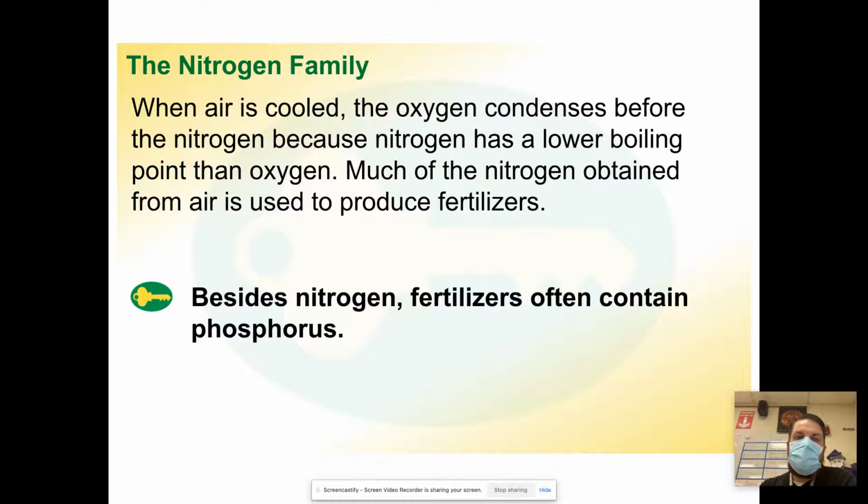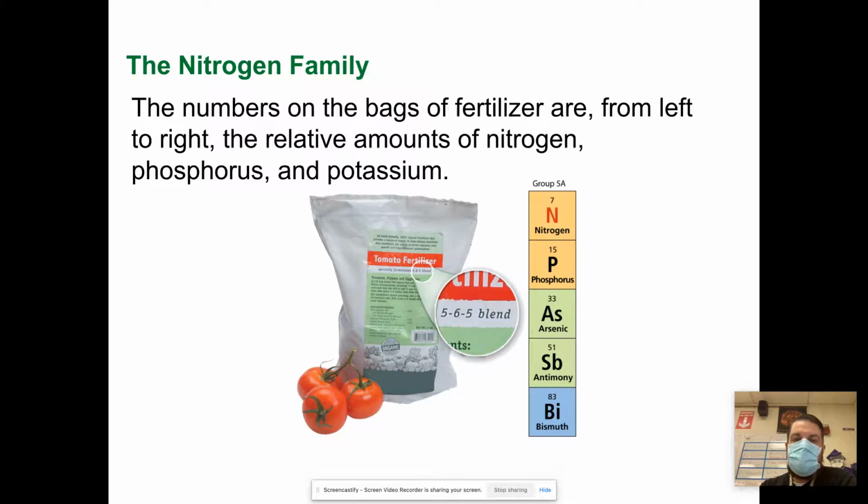So when air is cooled, the oxygen condenses before the nitrogen because nitrogen has a lower boiling point than oxygen. Much of the nitrogen obtained from air is used to produce fertilizers. Nitrogen is very critical in farming. So if you look at these things, basically bags of fertilizer have tons of nitrogen in them. They also have phosphorus and potassium.